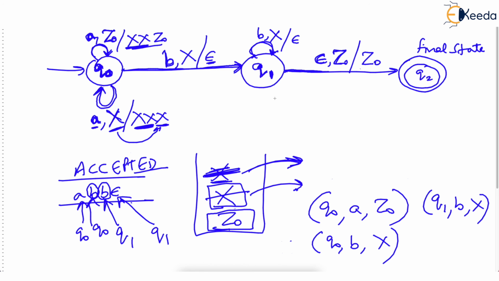That's it then. I hope you have understood how to develop PDA for a raised to n, b raised to 2n. Thank you very much.